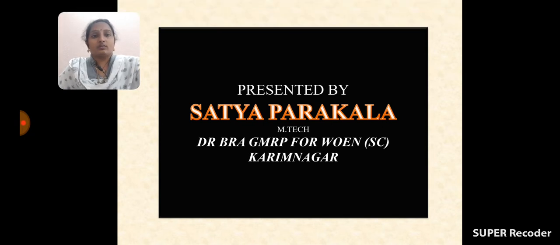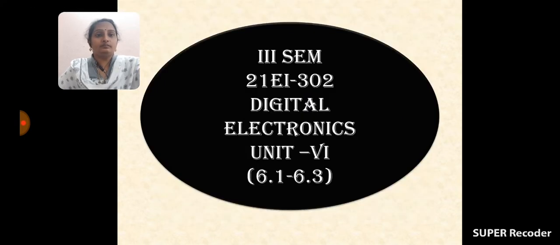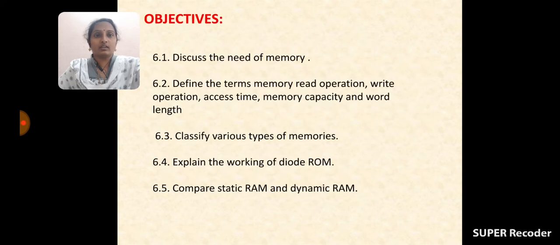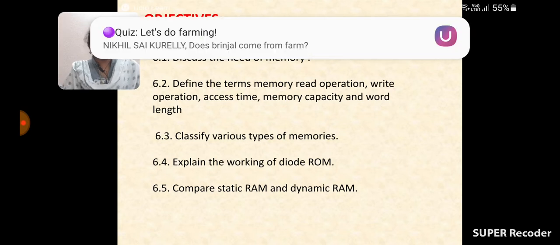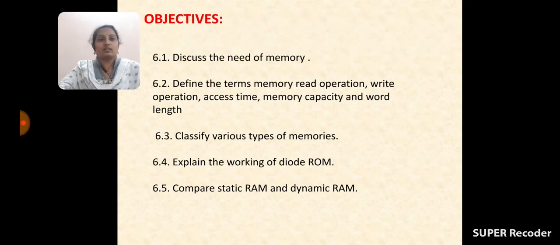Counters. So today's topic is memories. What is meant by memory, what is the need of memory, and which parameters are there in our memory? Read operation, write operation. What is the access time of memory? What is the capacity of the memory? How can we define it? And word length. Also the classification of memories is there, and working from static and dynamic. These are today's topics.